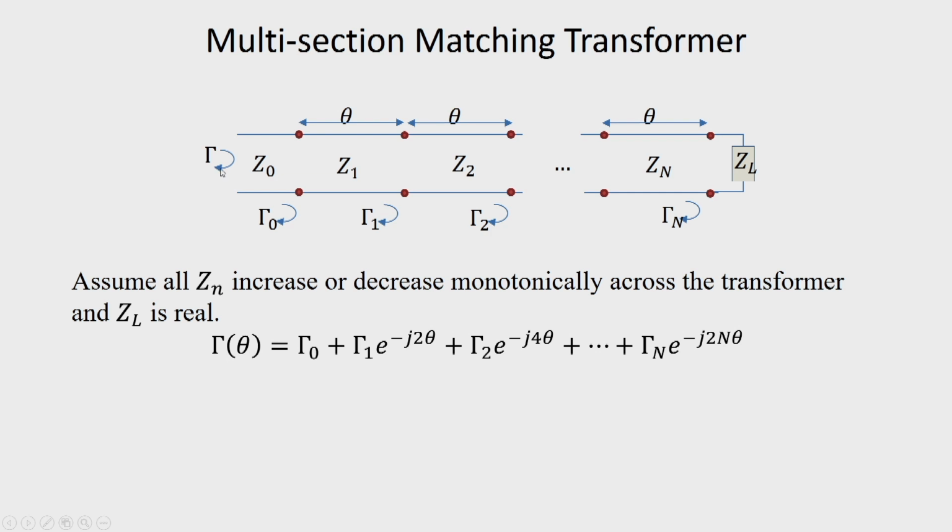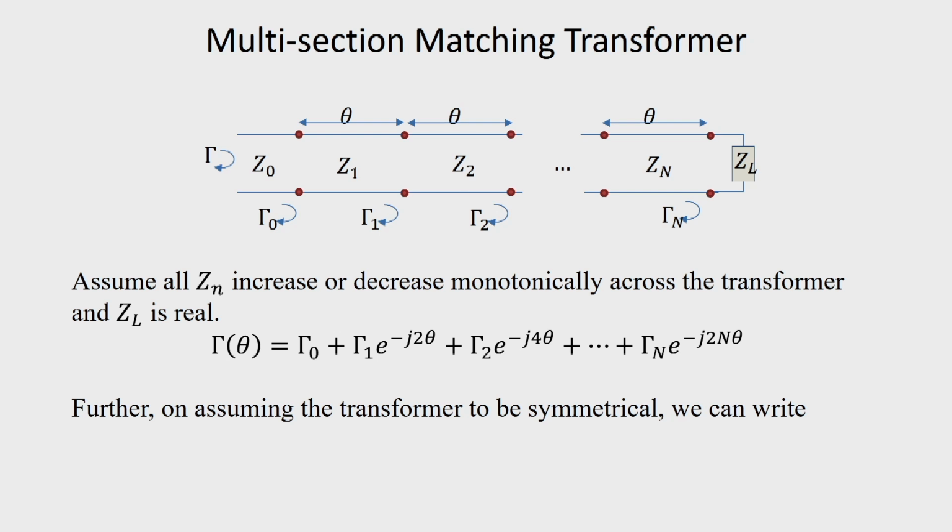gamma, the overall reflection coefficient, as a function of theta as gamma naught plus gamma 1, this is the partial reflection coefficient, e to the power minus j 2 theta plus gamma 2 e to the power minus j 4 theta and so on up to gamma capital N e to the power minus j 2 capital N theta.